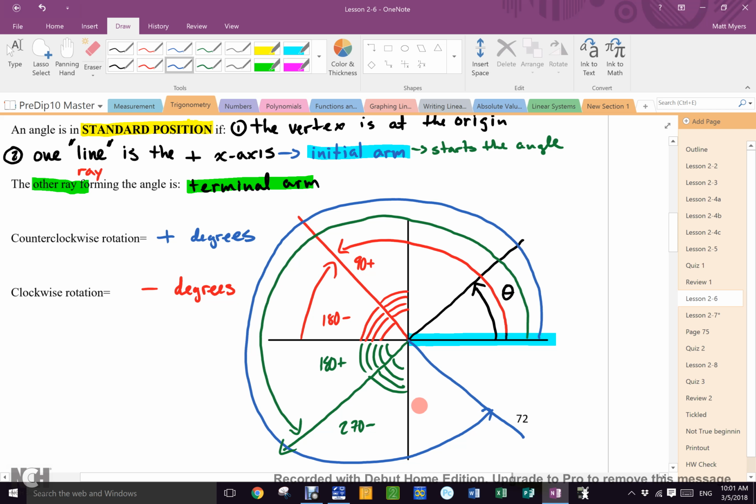In here it is what? What is it in here? 270 plus or 360 minus. But please notice the thetas are all between the initial arm and all the way around. Is everybody with me?